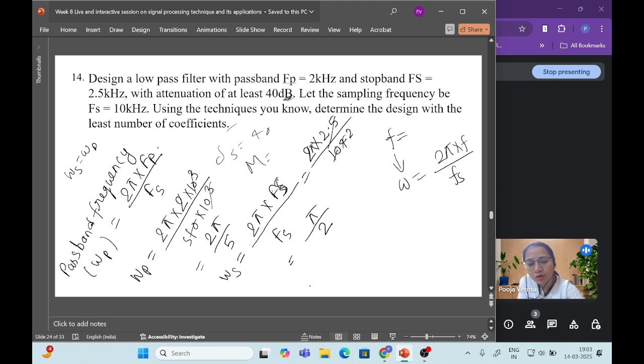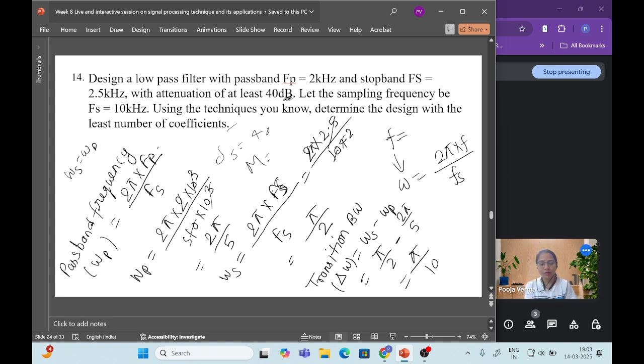From here we can also find out the transition bandwidth. Transition bandwidth, that is delta omega, is equal to omega s minus omega p. So omega s is pi by 2 minus omega p, that is 2 pi by 5. If you further solve it, you will get pi by 10.